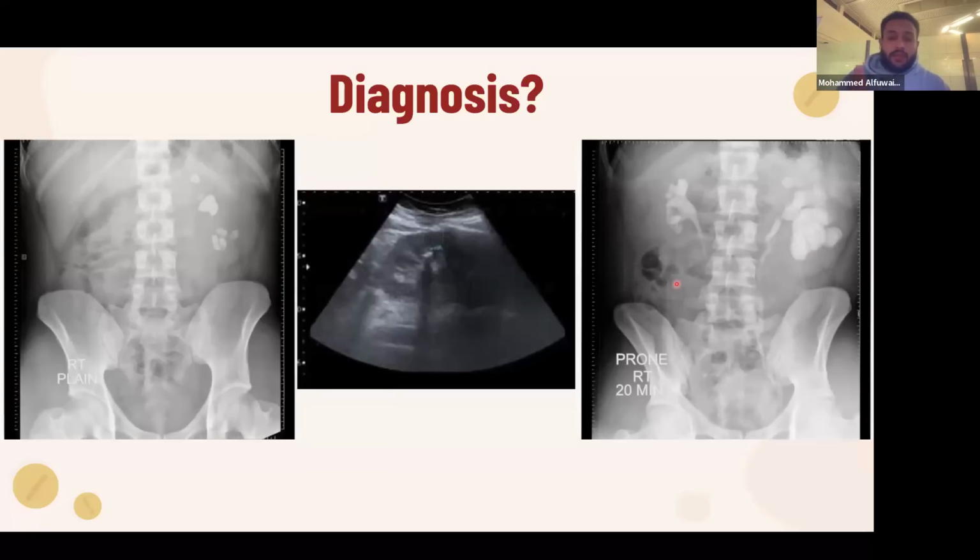The first line modality usually that we do is ultrasound, okay? And this is where you can see this hyperechoic lesion with posterior shadowing. Why? Because all the ultrasound waves will get stuck onto the stone, and then you're not going to see anything behind it. So this is an ultrasound image.